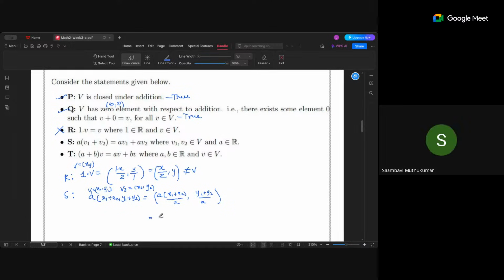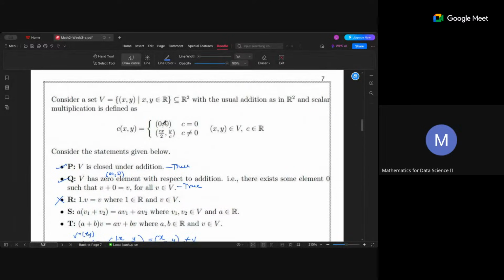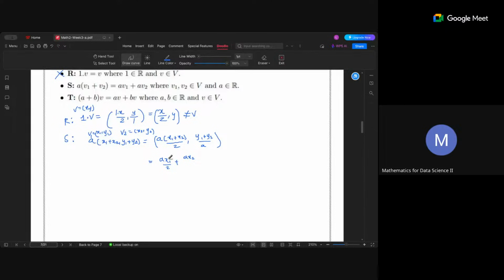We can't say whether a is equal to 0 or not. If a is 0, then in that case it is (0,0), which is the trivial case, so I'm taking the non-trivial case, a not equal to 0. I'm going to rewrite this as y1 by a plus y2 by a. Now we can split it further: (a x1 by 2 plus a x2 by 2, y1 by a plus y2 by a).